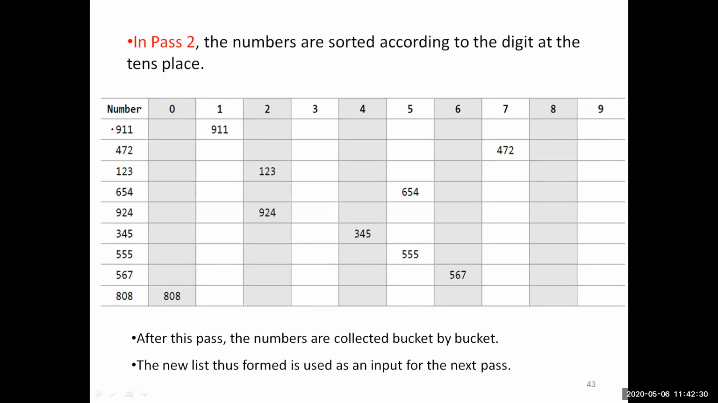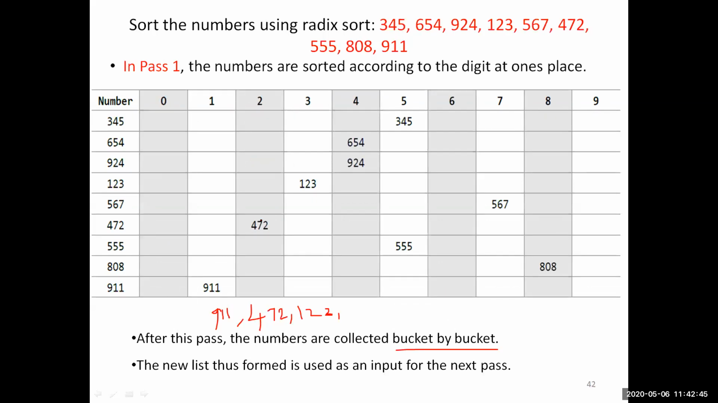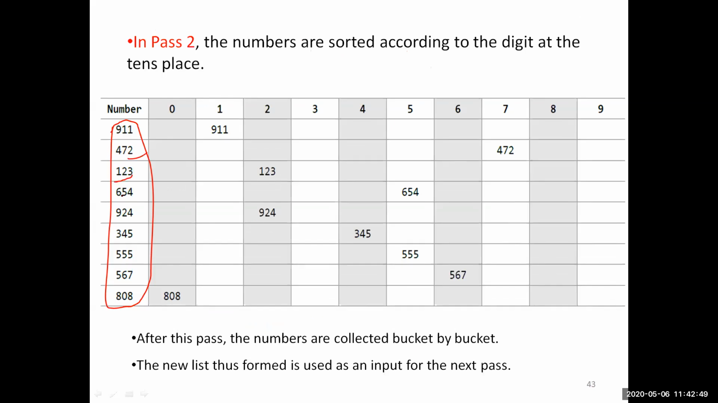So like that it goes on. Now the output of the first pass becomes the input to the second pass. So I'll write the output in order: 911, next is 472, next 123, 652. Like this I will arrange it. Okay, fine. Now I will do pass 2.